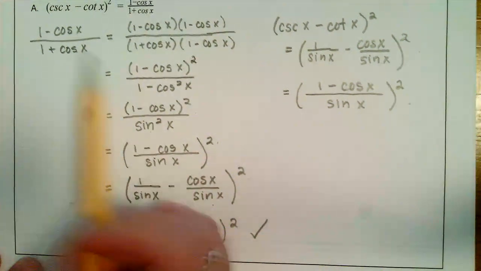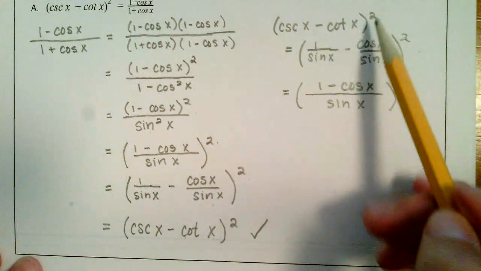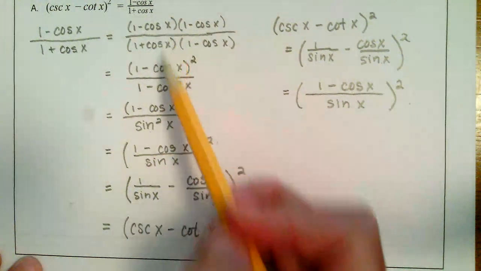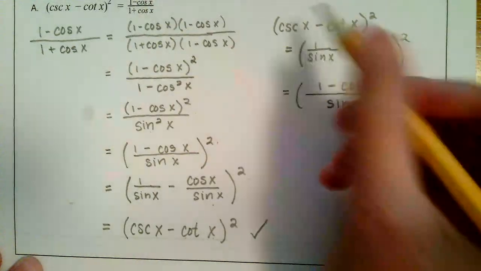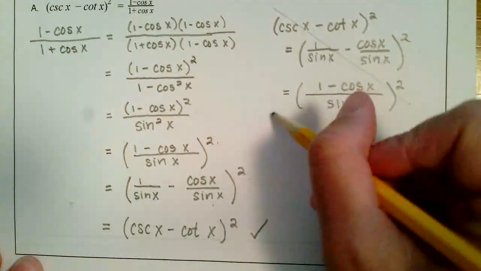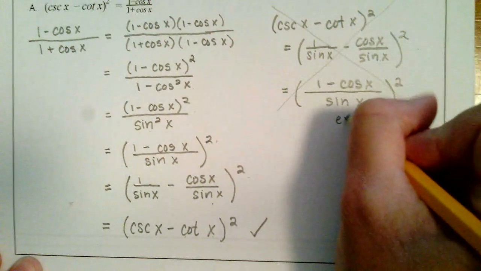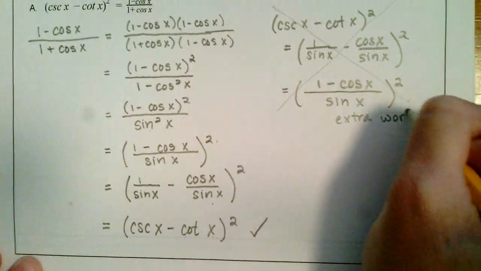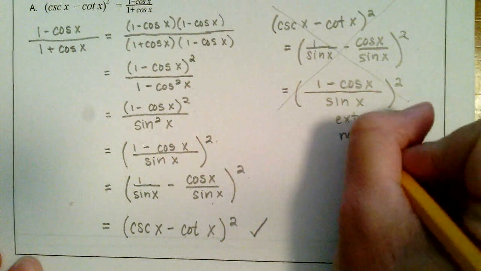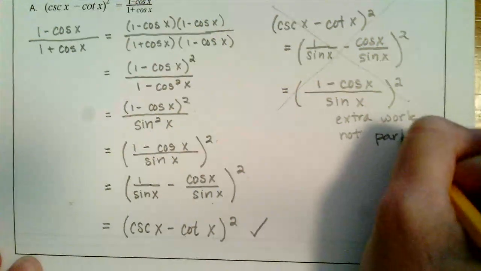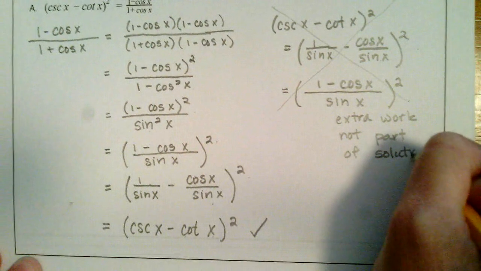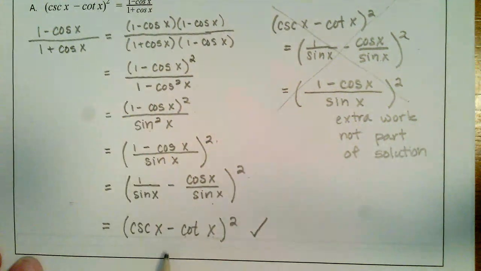Okay, so if you ever get stuck, you just start working on the opposite end until you find a meeting place, and then you rewrite it so it's all in one step. This you can just mark as extra work. Okay, not part of solution.